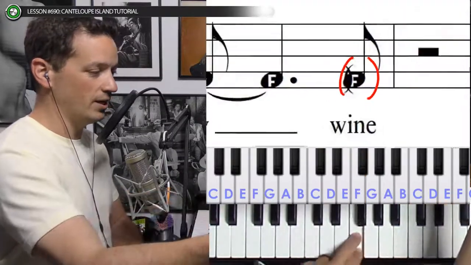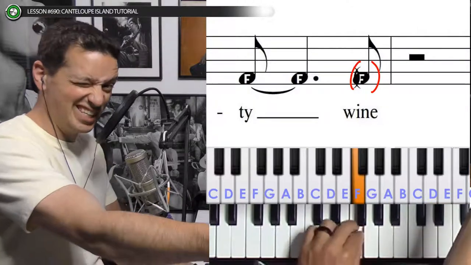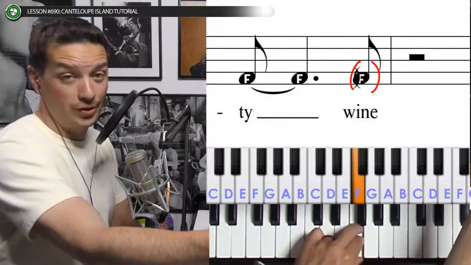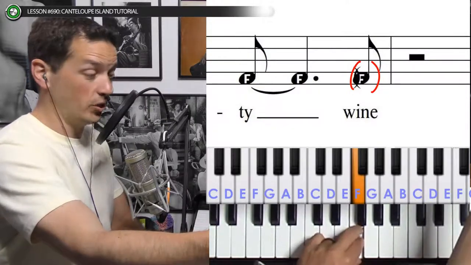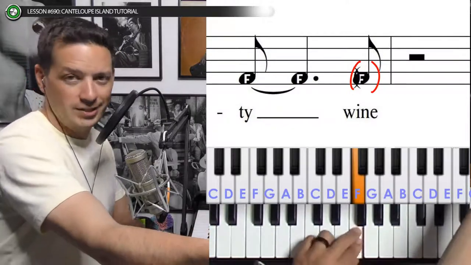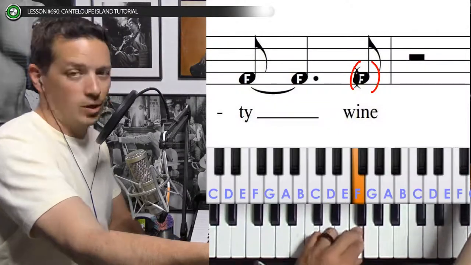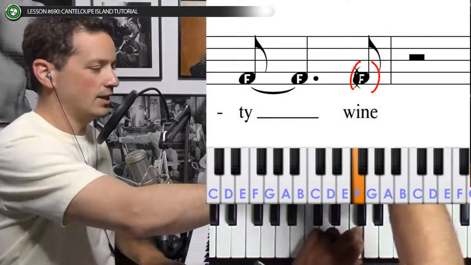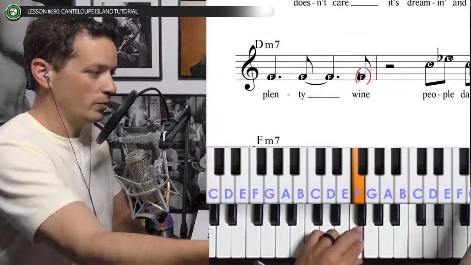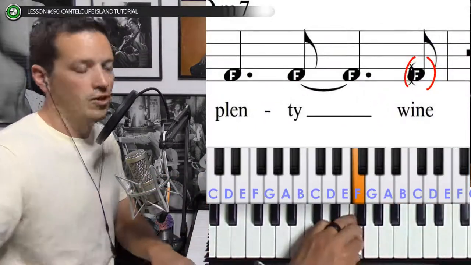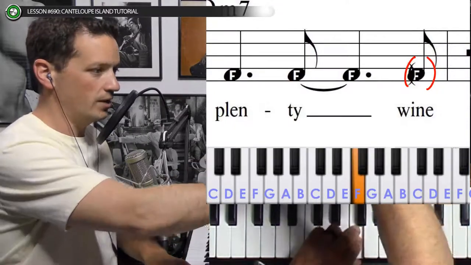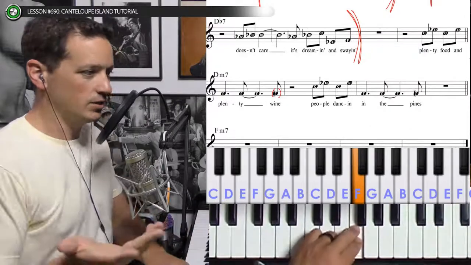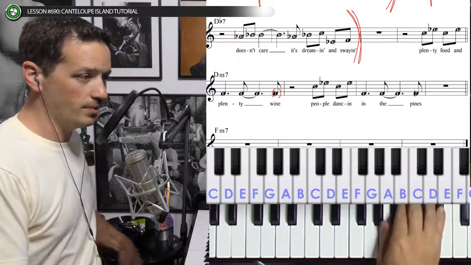So that one's supposed to be in parentheses because it technically doesn't exist in the original song, because Herbie Hancock, when he wrote this, as far as I know, did not have lyrics in it, but jazz vocalists like to sing along and they like to sing words. So a lot of times they'll put words to jazz songs that don't have words. And so then this one right here, they needed like one more F for the words, for the word wine.